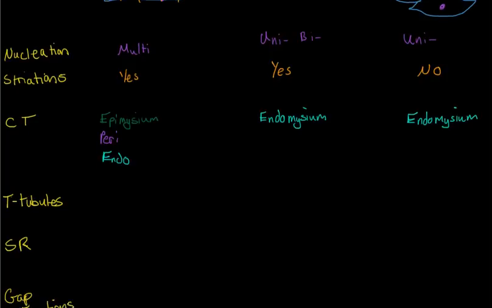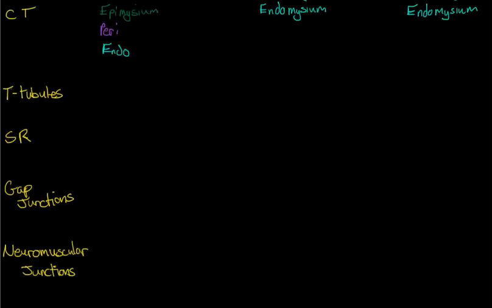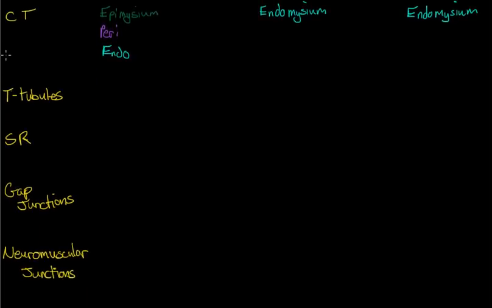The presence of T-tubules, so this is how you get conduction to the deeper part of the muscles. You're going to see T-tubules in skeletal muscle as well as cardiac muscle, and T-tubules are going to be absent in smooth muscle. Sarcoplasmic reticulum, this is one where all three of them have some sort of sarcoplasmic reticulum.